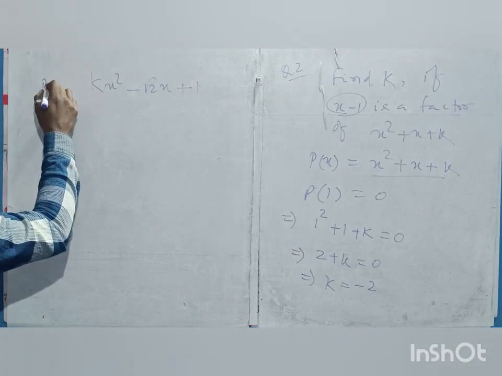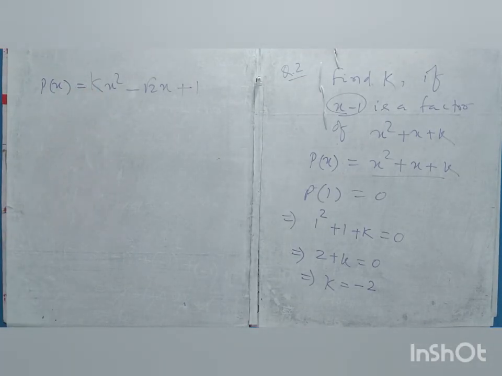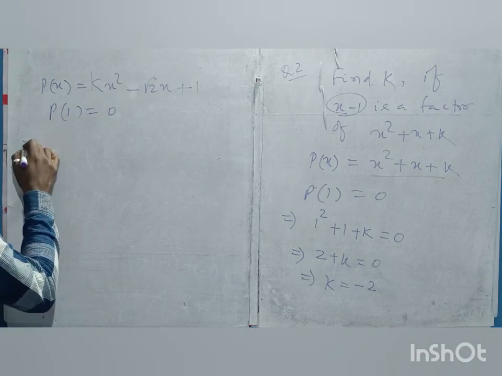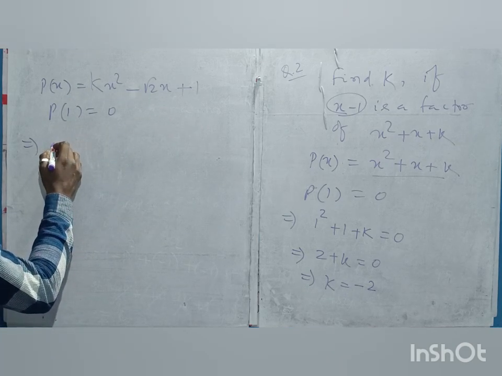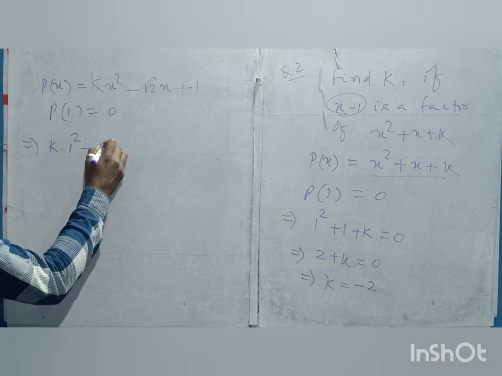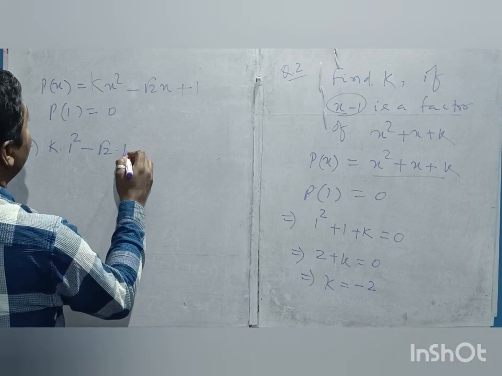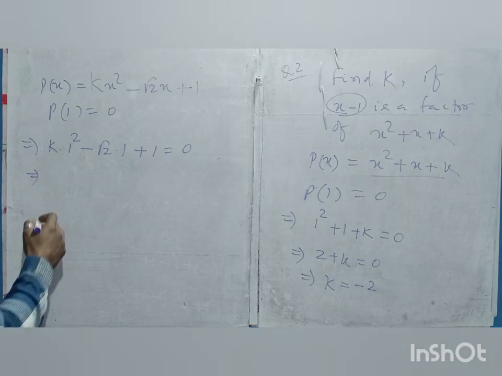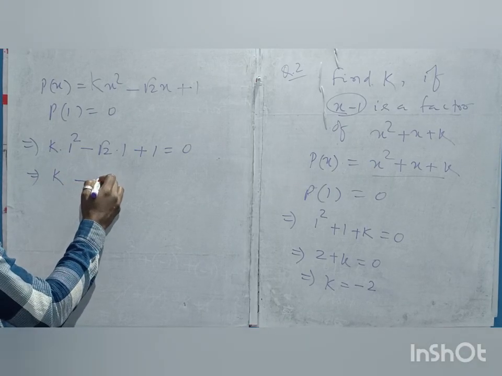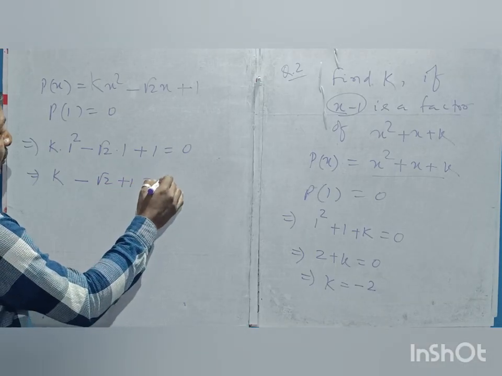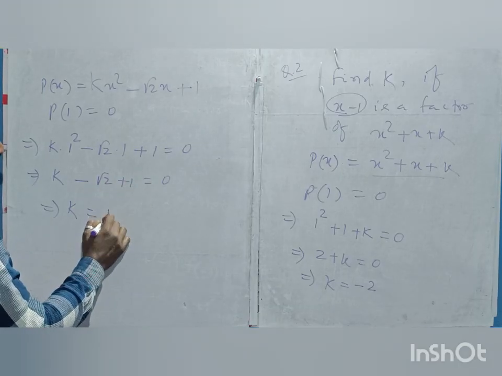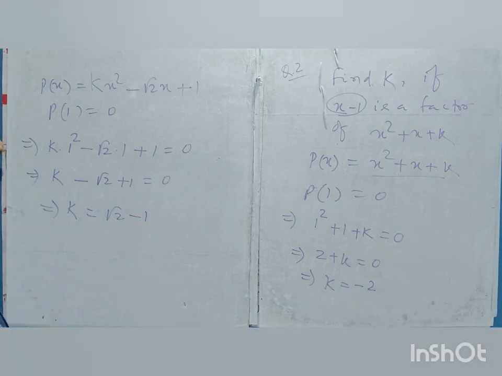Let's denote the polynomial as p(x). x minus 1 is a factor means p(1) is 0. That means k into 1 square minus root 2 into 1 plus 1 equals 0. So k minus root 2 plus 1 equals 0. So what will be k? Root 2 is positive and the other is negative, so k is root 2 minus 1. This is the answer.